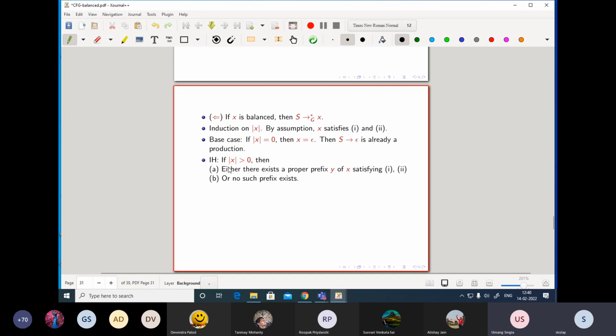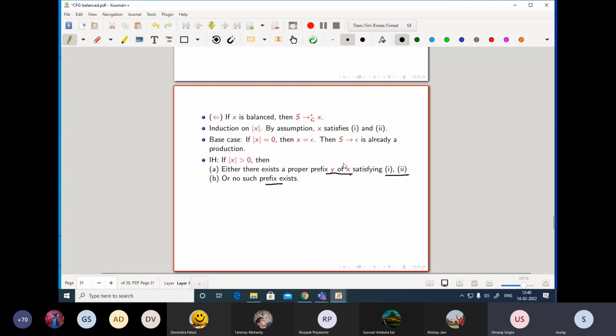There are two ways in which this string can be. Either there exists a proper prefix y of x that satisfies 1 and 2, meaning that the number of left brackets in y is equal to the number of right brackets in y, and also all prefixes of y have non-negative surplus, or no such prefix exists.